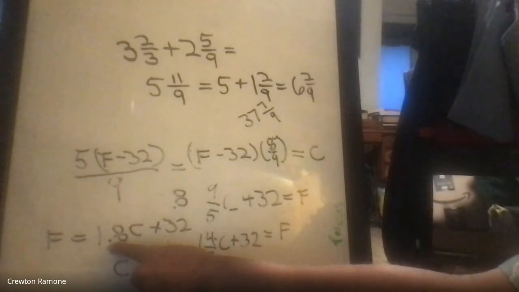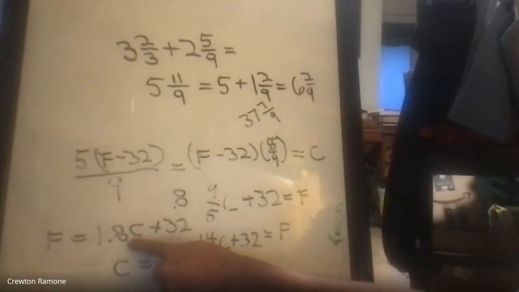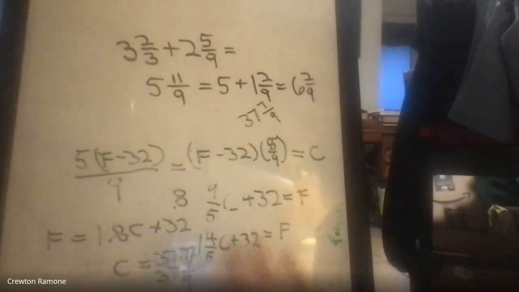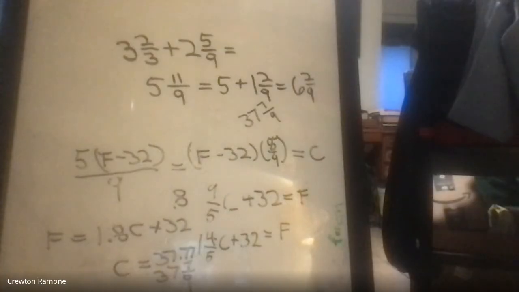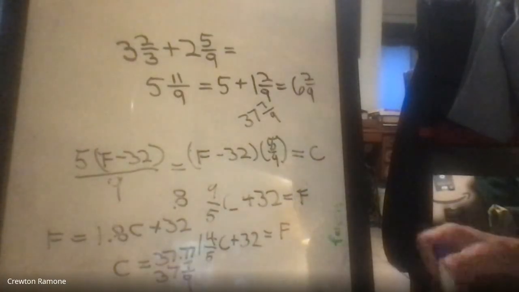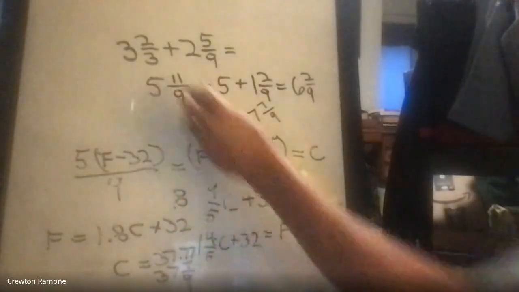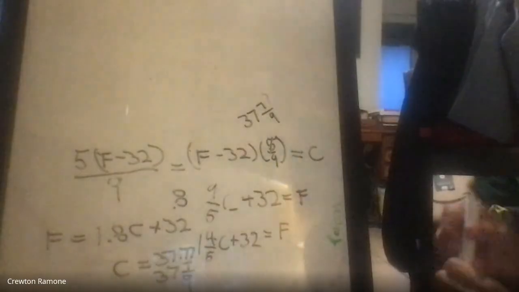It has to be one decimal place, because you're multiplying by 0.8. If you want to multiply by 8, you'd have to move it over. However you want to do it. Just tell me, what's 1.8 times 37.77? It's not a hard problem.